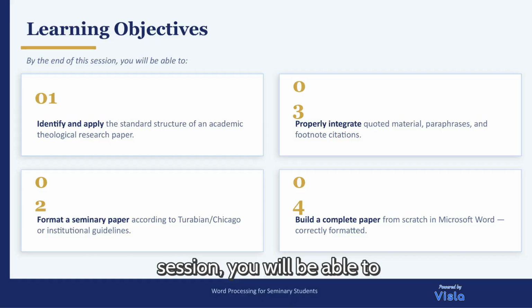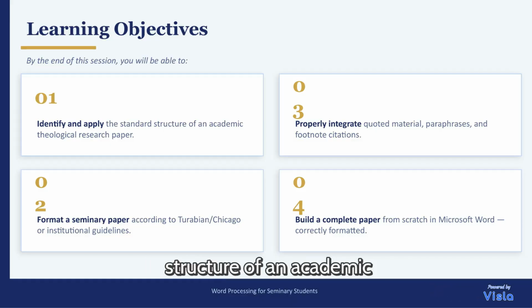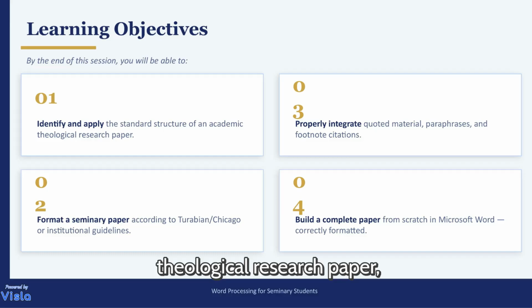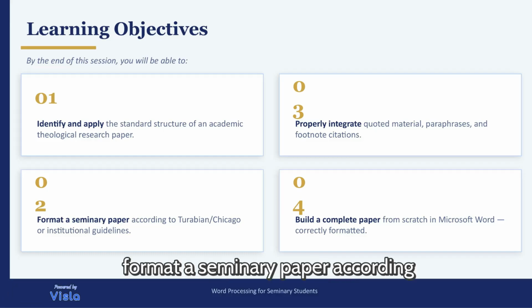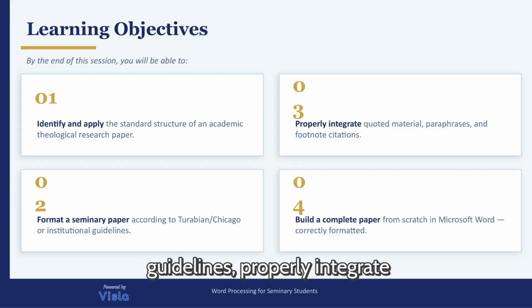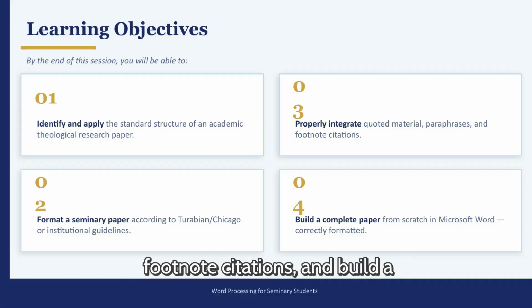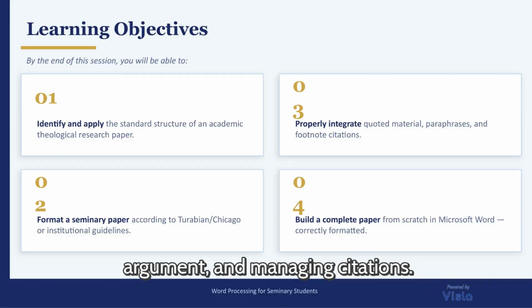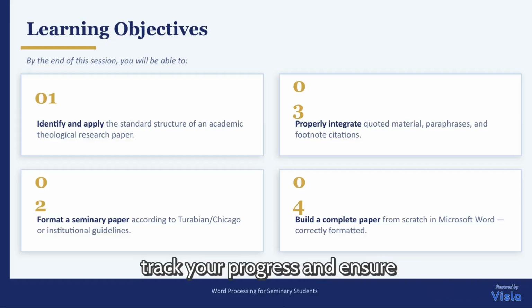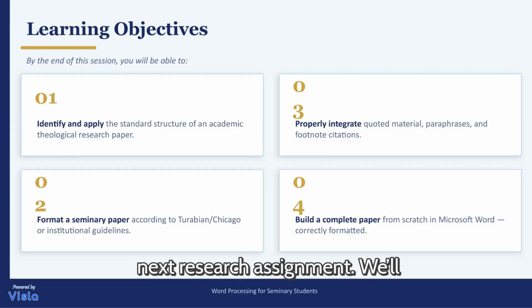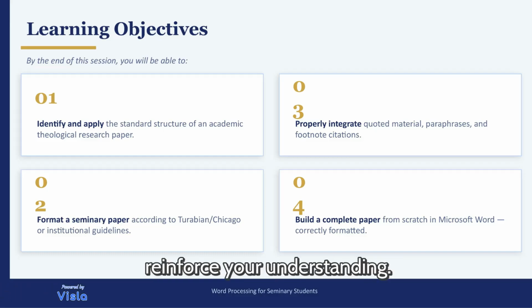By the end of this session, you will be able to identify and apply the standard structure of an academic theological research paper, format a seminary paper according to Turabian or your institution's guidelines, properly integrate quoted material, paraphrases, and footnote citations, and build a complete paper from scratch in Microsoft Word with correct formatting. As we move through each of these goals, you'll gain hands-on experience setting up your document, crafting your argument, and managing citations. Keep these objectives in mind to track your progress and ensure you're fully prepared for your next research assignment. We'll revisit them as we progress to reinforce your understanding.